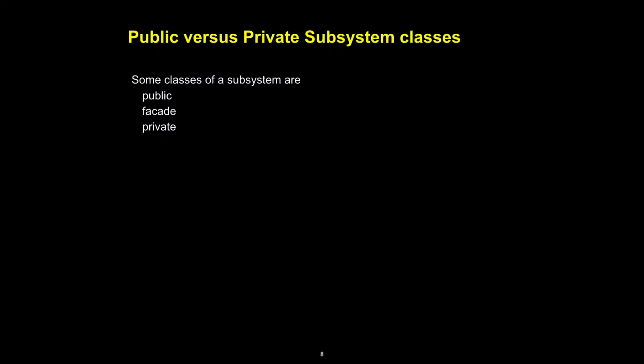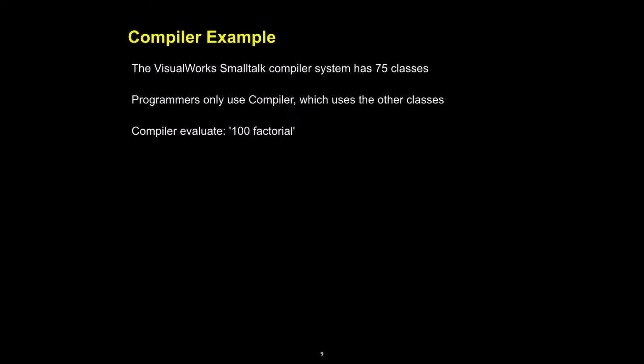Again, the goal would be to make all the subsystem classes private and you just go through the facade, right? So one example where I've come across facade is, unlike Java, when you get a Smalltalk implementation, you get the classes for the compiler, and the compiler is written in Smalltalk.